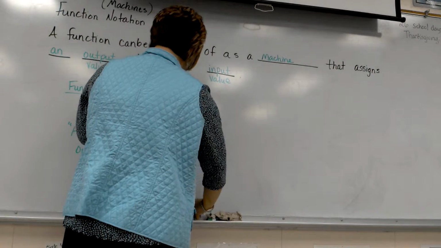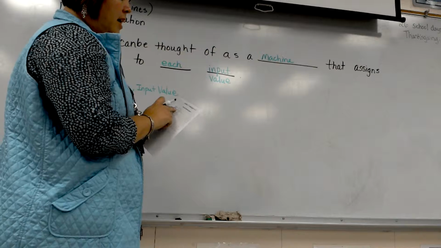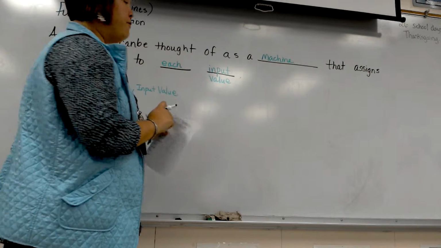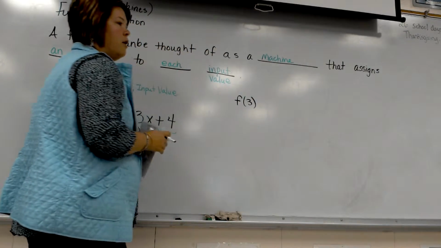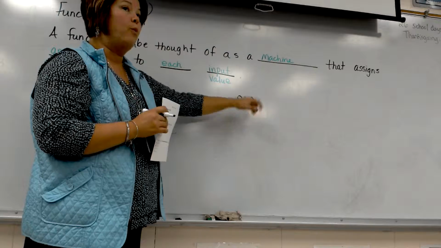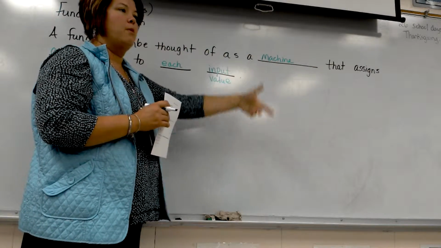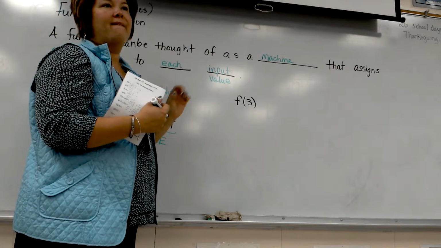Alright. So the first one, you'll notice, says f of 3. Okay, so it's wanting the input value to be 3. You're going to put 3 into the function, and we're going to get an output value out. Now here's the question: what's the function itself?